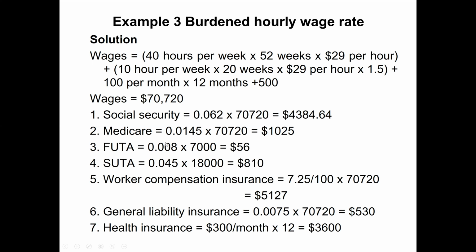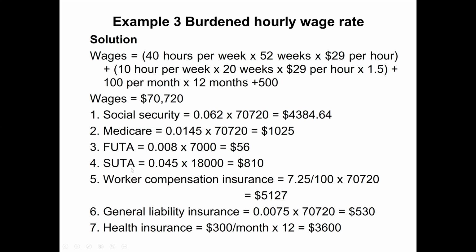Then there is the federal unemployment tax. It was 0.8% on the first $7,000 of wages. So 0.8% means 0.008 multiplied by 7,000. The company just pays on the first $7,000 of the wages, not for all the wages. So the company pays $56 annually for this one.